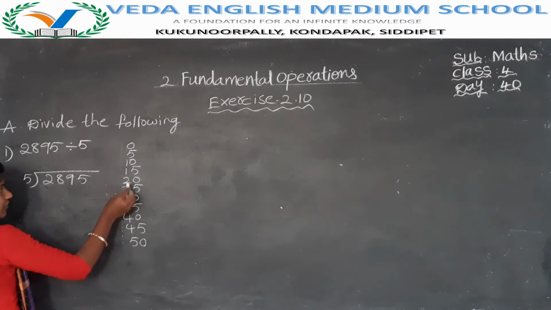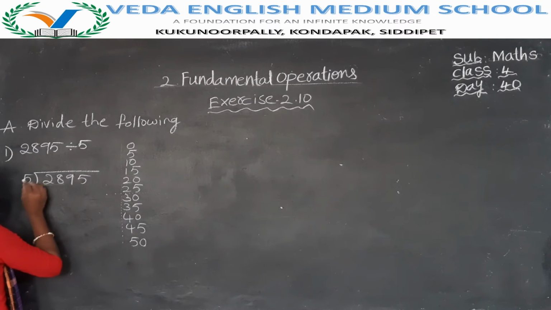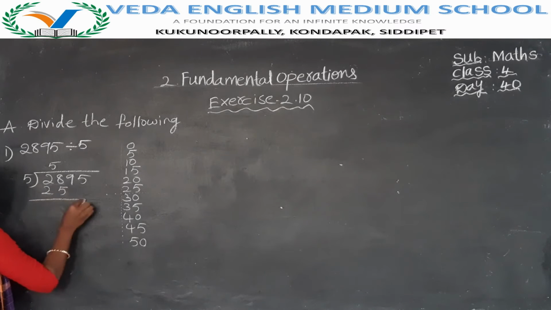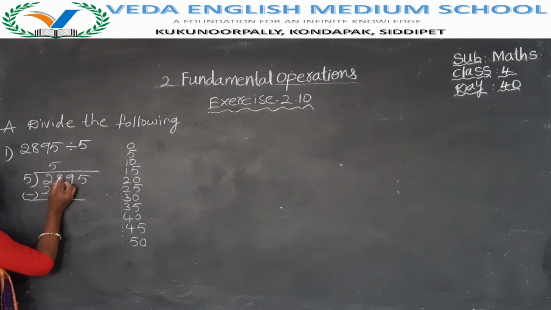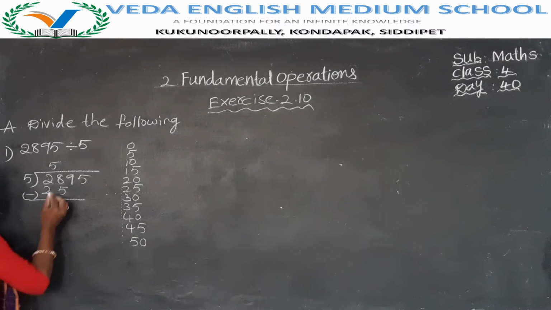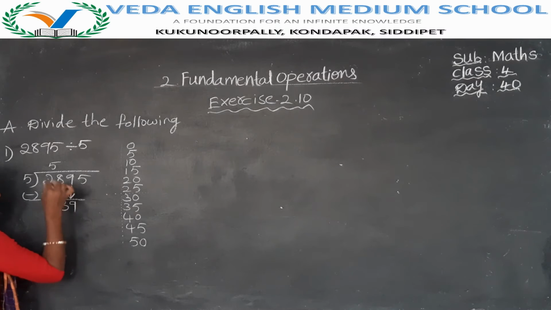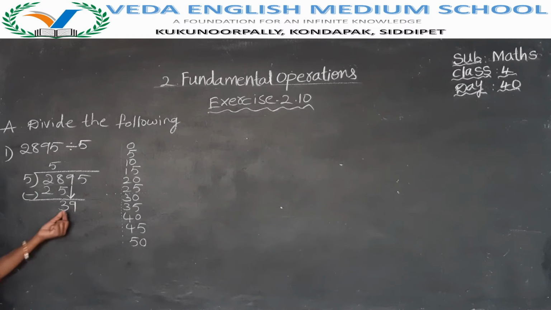Here we have to take 25. How many times is it possible in 5 table? 5 times. So 5 5s are 25. Now 8 minus 5, subtract. 8 minus 5 is 3. 2 minus 2 is 0. No need to write the 0. Now after 8 the next number is 9. Now bring down that 9. After bringing down that 9, this number becomes 39.